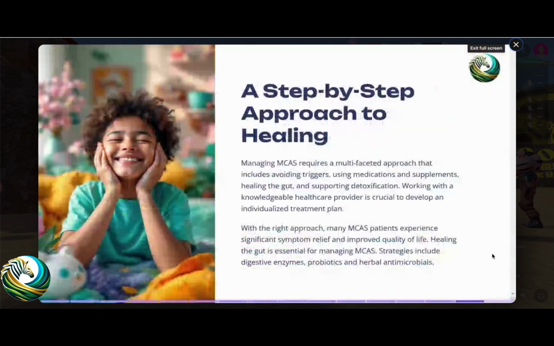Okay, so that's, I think, almost an hour, so we're finishing up here. I hope you guys understand more about mast cell activation now, and how it's a multi-systemic condition that we need to also approach from different angles, from avoiding triggers to using medication and supplements, healing the gut, supporting detoxification, moving, and as well, if we can get the right medical help, that's always a good thing. But there's also a lot you can do on your own.